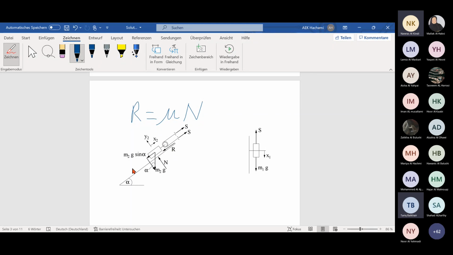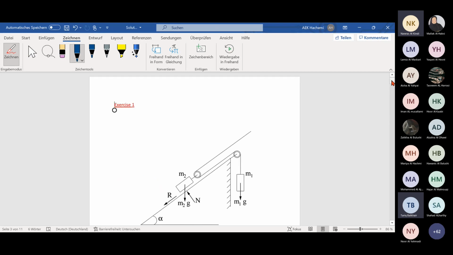Now, if the motion is along this direction here, then we have the cable force S here, which is also transmitted along the whole cable. That means if we look now at the cable, the force in this cable is transmitted along the cable, which will be S.